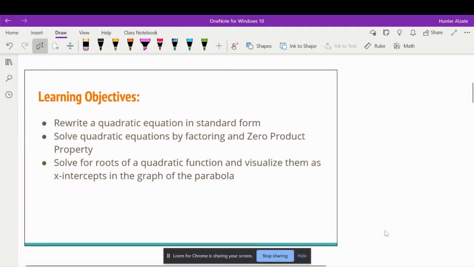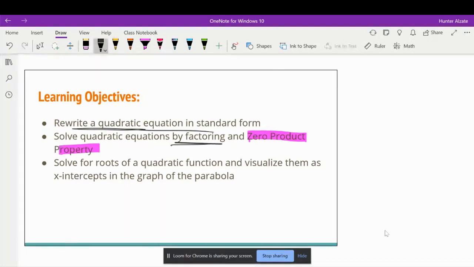Learning objectives are to rewrite a quadratic equation in standard form, solve quadratic equations by factoring using the zero product property, and solve for roots and visualize them as x-intercepts. So really the new thing, I suppose, that maybe you saw in first semester, but we're going to talk about again, is zero product property. Everything else, rewriting and factoring, we've already done together. So we're just building on piece by piece.